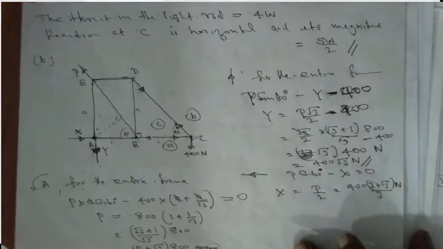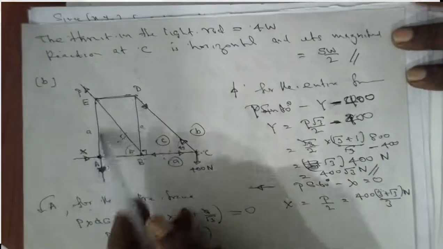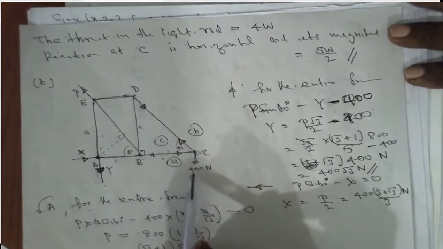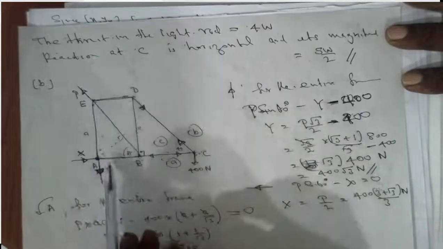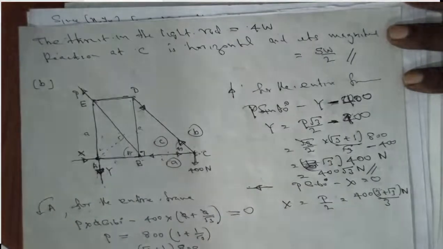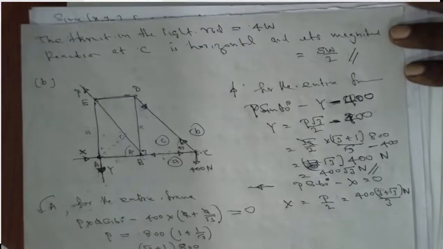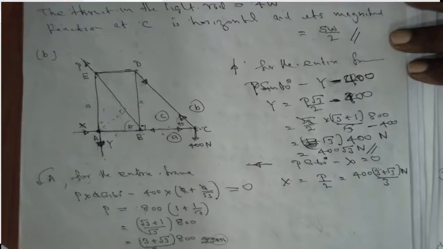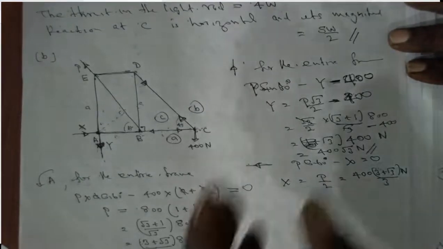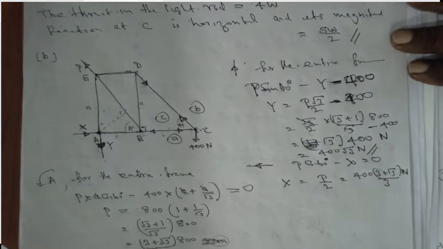Right? You have to correct that value, because when you resolve vertically for the entire framework, you should get this 400 also, right? P sin 60 minus 400 minus y equals 0, right? So you have to correct that term. There is no effect on the stress diagram, because we drew the stress diagram only for joint C, right? That does not affect this value of y.